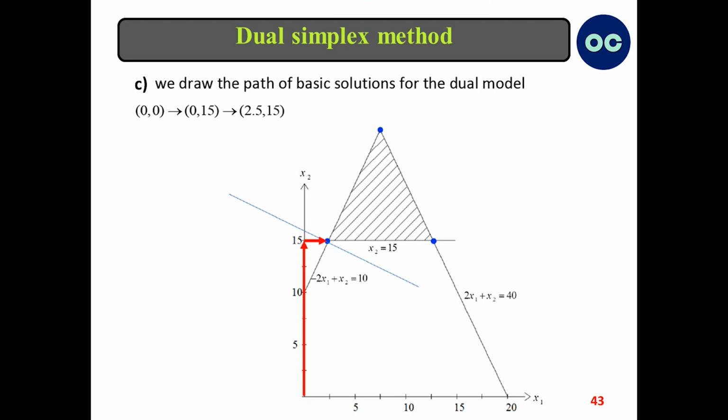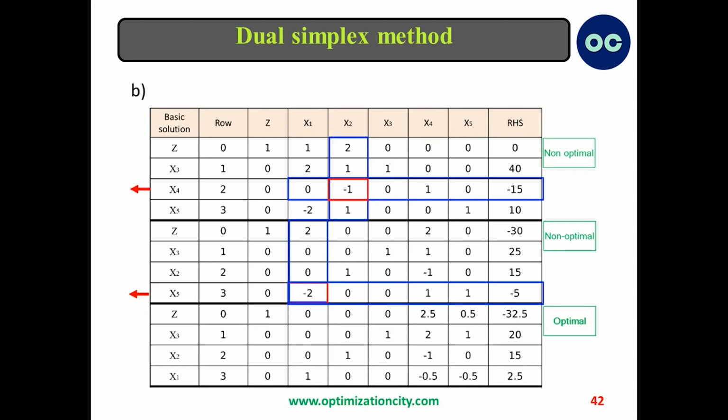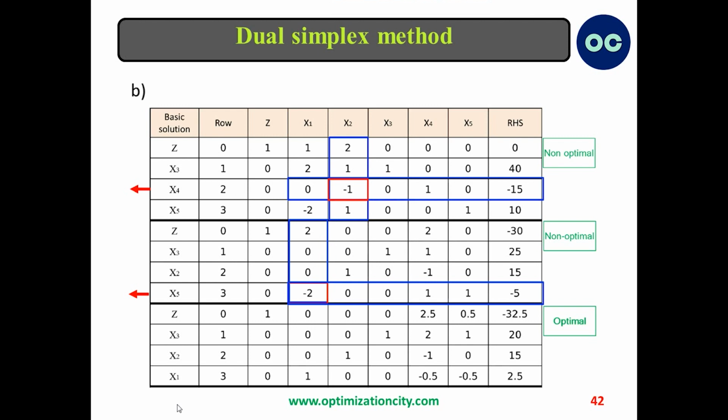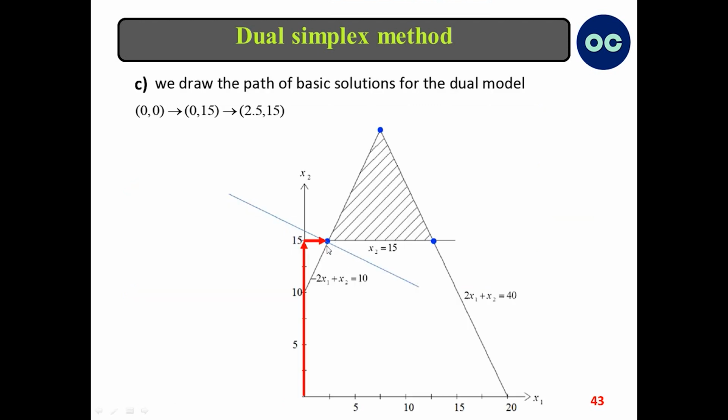What is the next? x1 is 0 and x2 is 15. So this is the next basic solution. And what is the last one? x1 is 2.5 and x2 is 15. So this is the last one, and also the optimal solution.